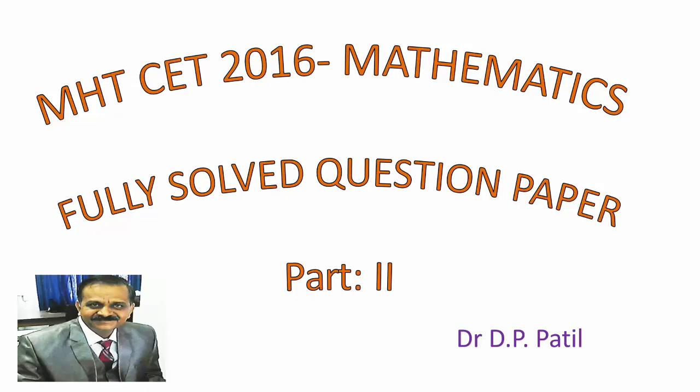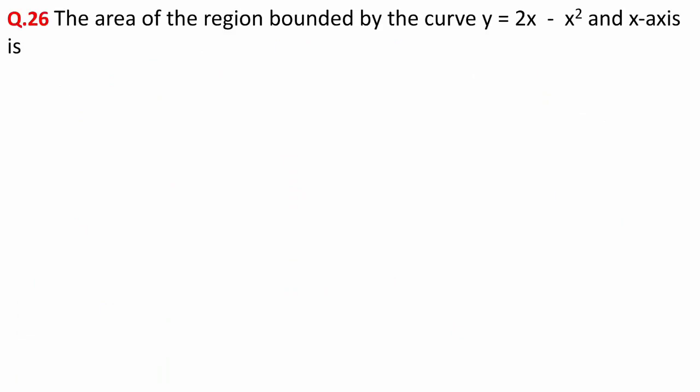In this video, we shall solve the question paper of MSTCT 2016 Mathematics Part 2nd. In the previous video, we had solved the first 25 questions. Now we shall start from question number 26. The area of the region bounded by the curve y equals 2x minus x square and the x-axis is.